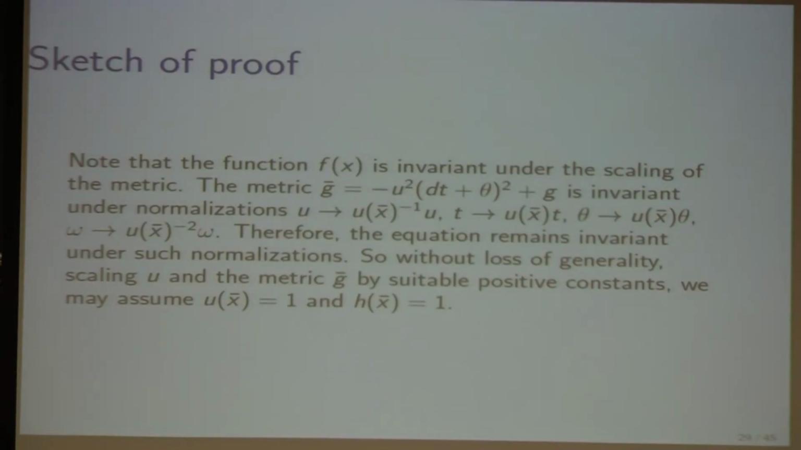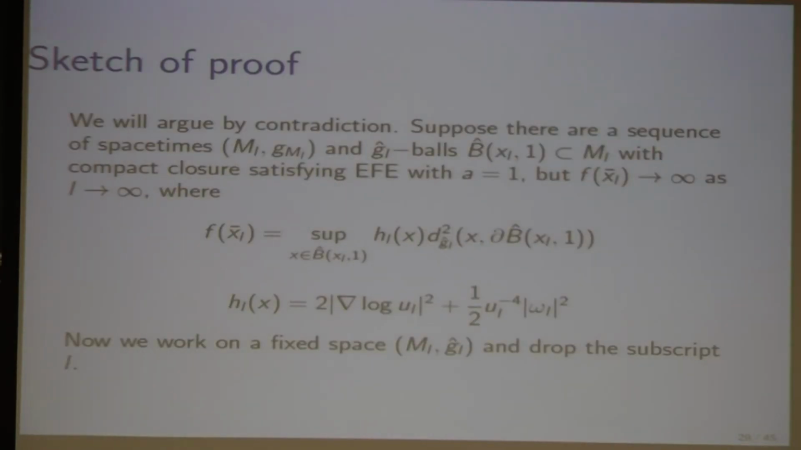So we make a scaling. Because we know this function is scaling invariant on the metric, you make some normalization. You can assume u at this point is 1. You can make a scaling, and H at this point is 1. U is just this function, and H is this. Roughly, H is just, as I told you, the scalar curvature of the G hat metric.